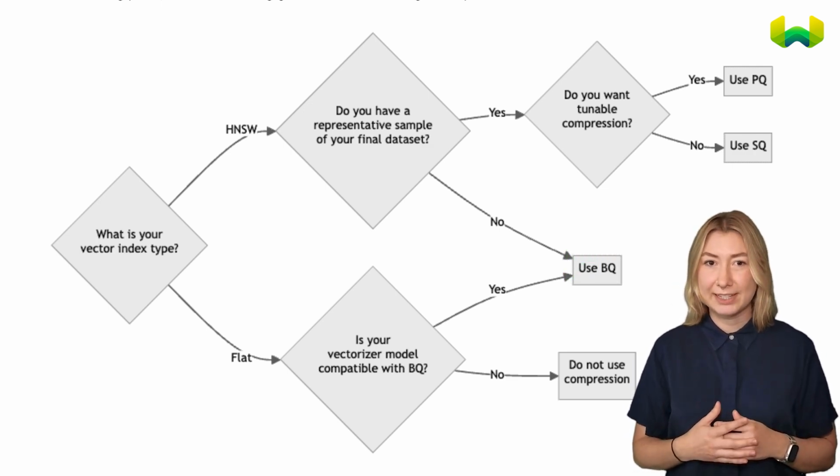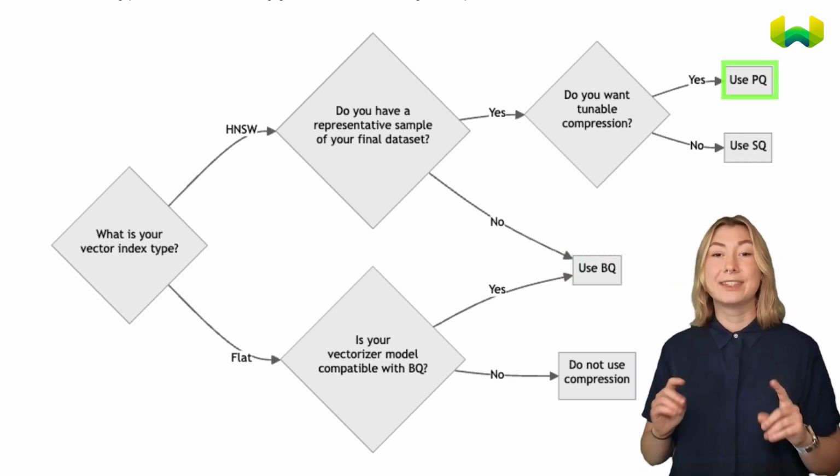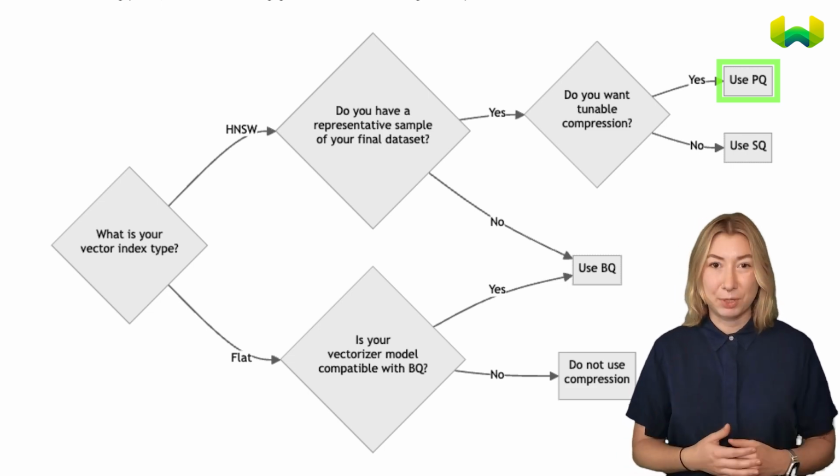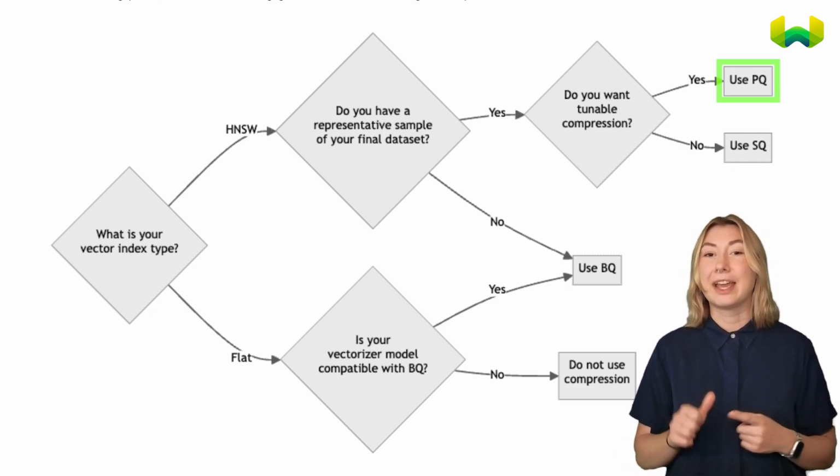If you have specialized needs and a very large dataset, consider product quantization. PQ compression is very configurable, but it requires more expertise to tune well than SQ or BQ.